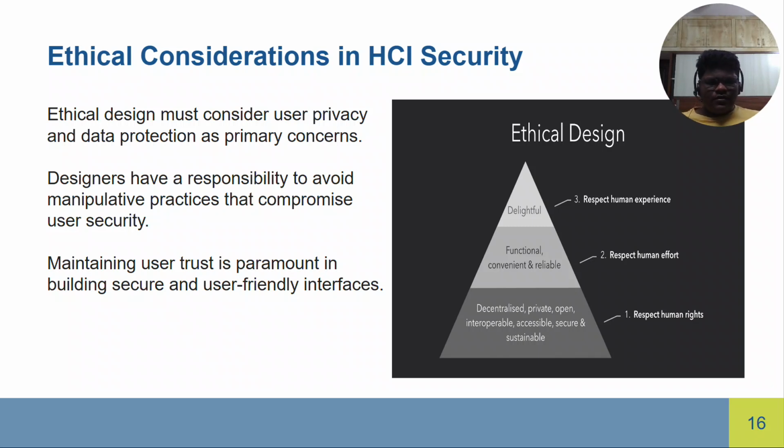The diagram given on the right side shows a pyramid diagram where ethical design takes place, which is delightful, functional, convenient, and reliable, decentralized, private, open, interoperable, accessible, secure, and sustainable.